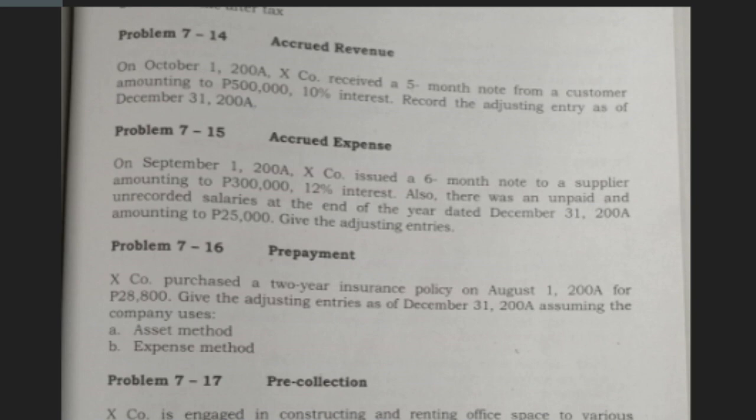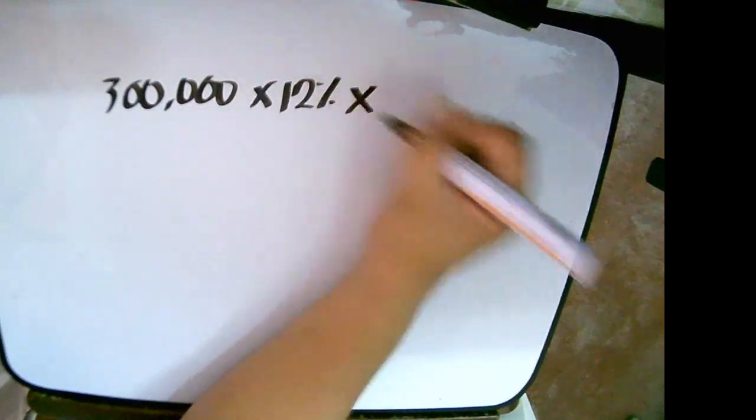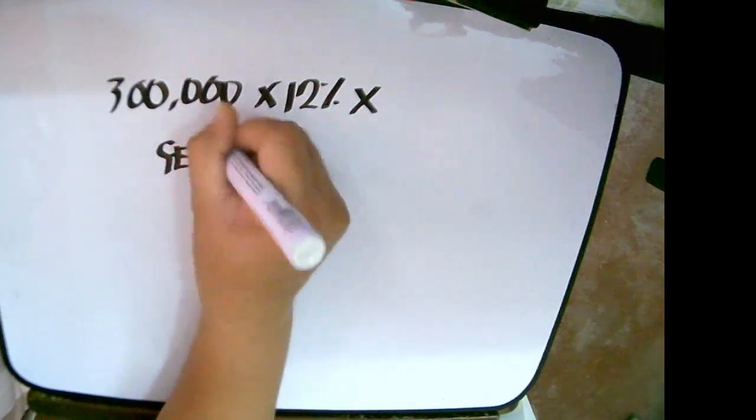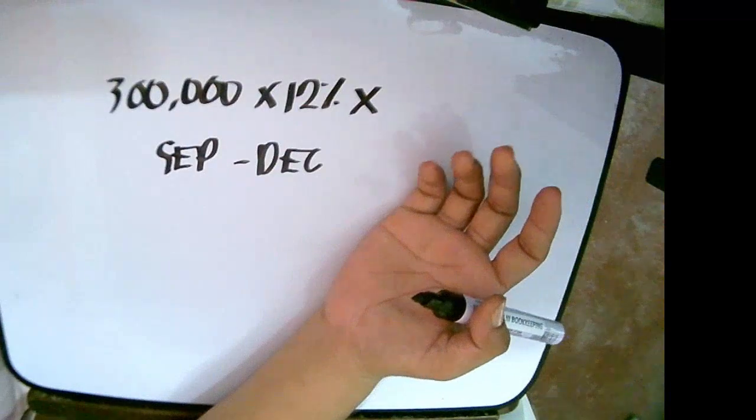So first, let's deal with the accrued interest on the notes payable. If we have notes payable with an interest rate of 12%, that means we have interest expense and interest payable. So we compute starting from September 1 down to December 31. Our principal amount is 300,000, times 12% interest rate, times the months from September 1 to December 31. That is September, October, November, December. That is 4 months.